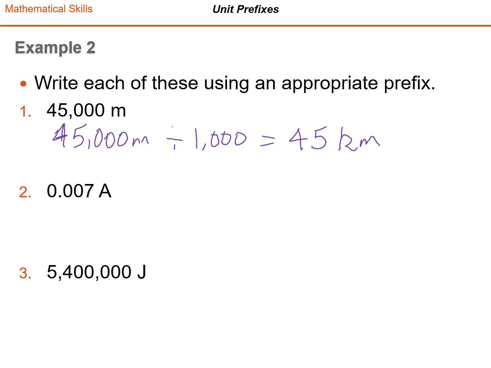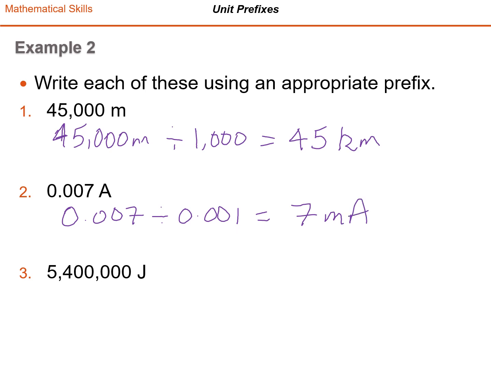Let's have another look at this next one here, 0.007 amps. What we can do here is divide by 0.001. So we divide by the order of magnitude that seems closest to the number we're dealing with here. So I can do 0.007 divided by 0.001, and what I get is an answer of 7. The 0.001 referred to milli, and so I can have here milliamps.